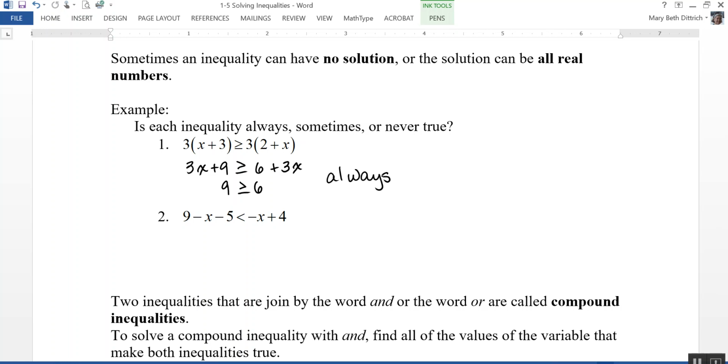Let's take a look at example 2 here. I'm going to go ahead and combine like terms. So negative x plus 4, is that less than negative x plus 4? Well, a number is not less than itself. If that were less than or equal to, yes, that could be true, but this is never going to be true because something is never less than itself.